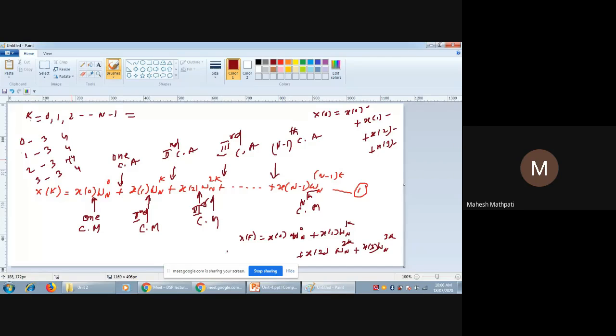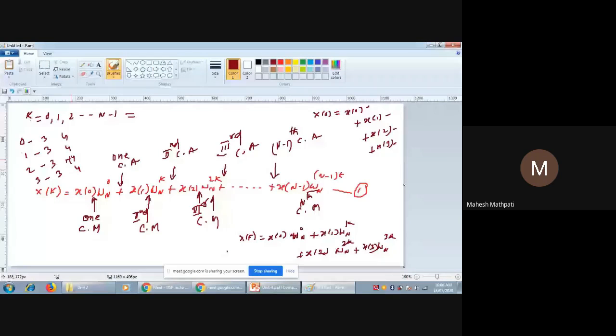Now can you tell me the answer? N square. Very good. So just write that. The number of complex multiplications required for calculating X of k for k equals 0, 1 up to n minus 1 is equal to n into n, that is n square. Is that clear to everyone? How is this n square coming? Okay, call it equation 2.